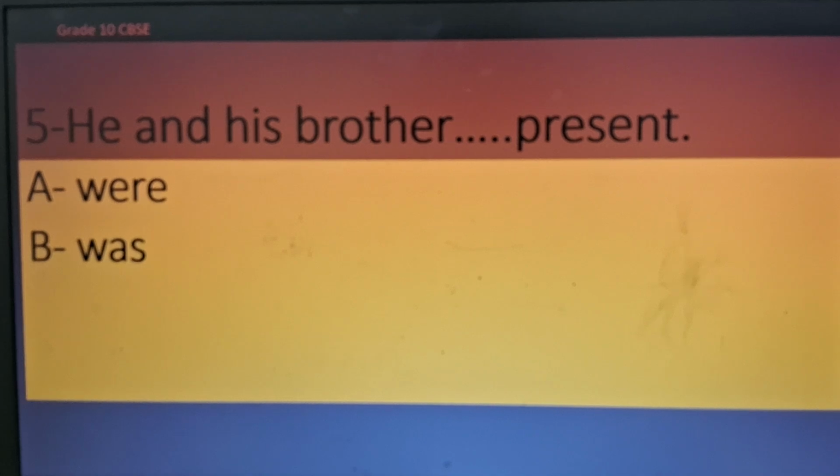Question 5. He and his brother dash present. What is the answer? Yes, the answer is option A, were. He and his brother. Here both the nouns joined by the conjunction and should take a plural verb. So what is the plural verb? Were. So we should use were here.